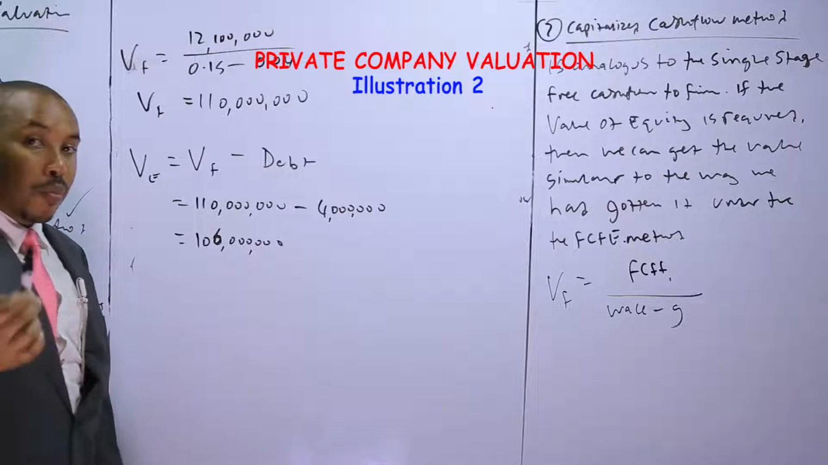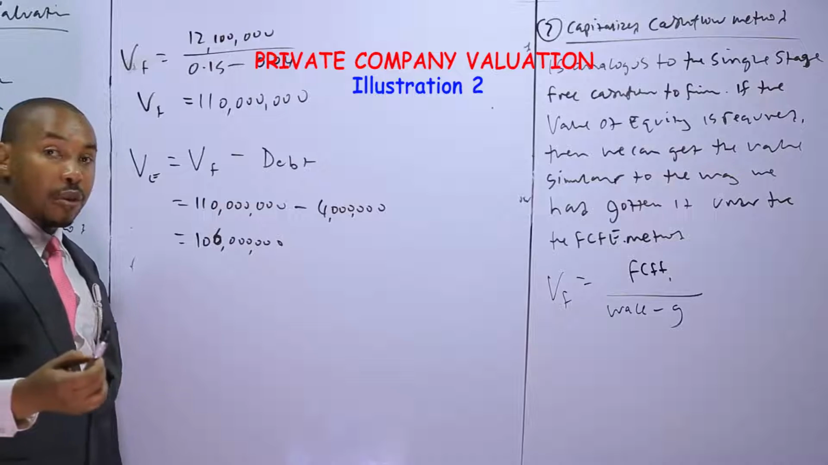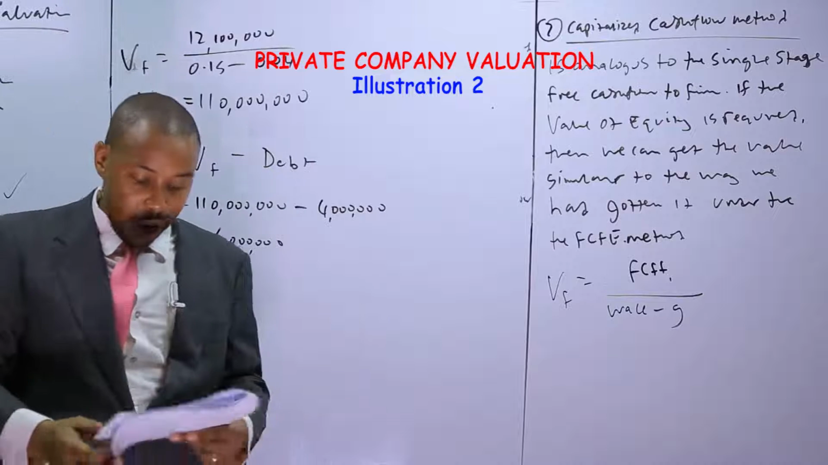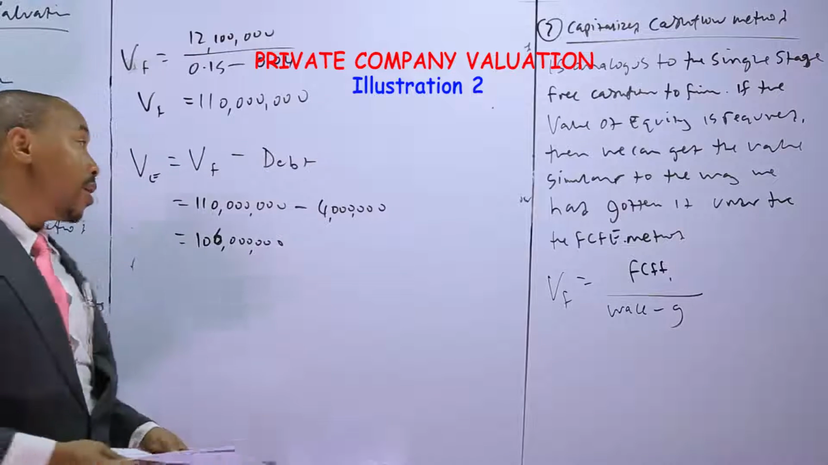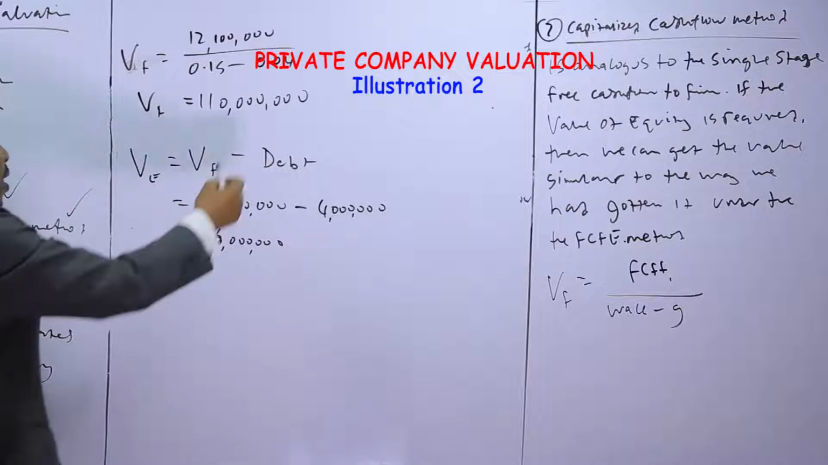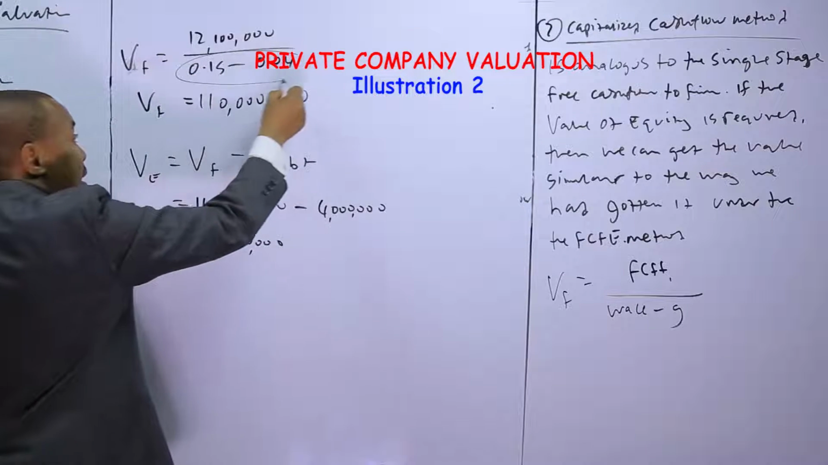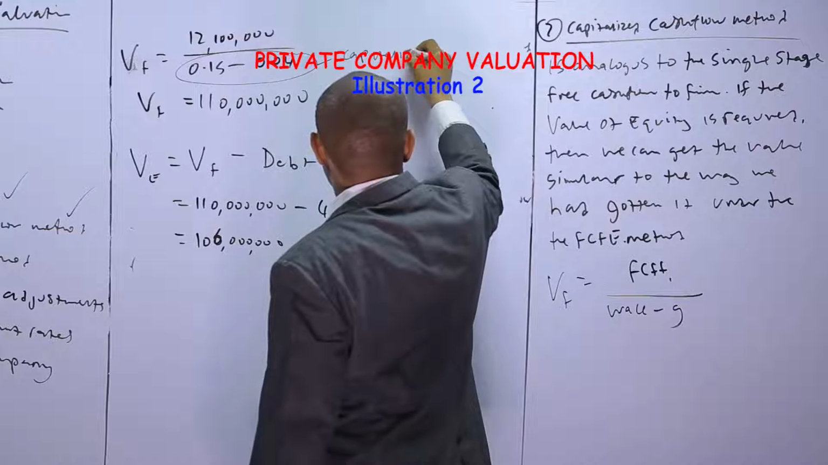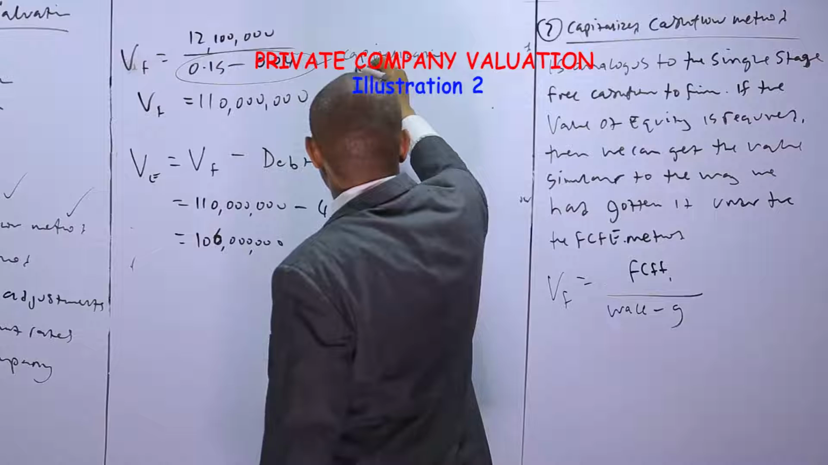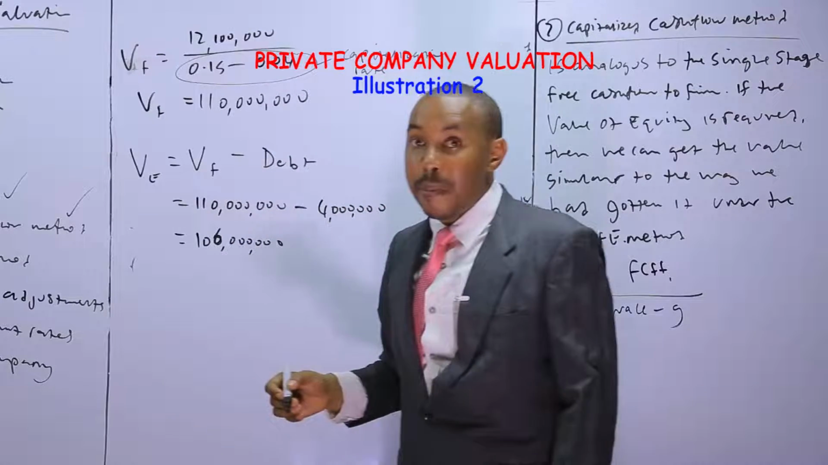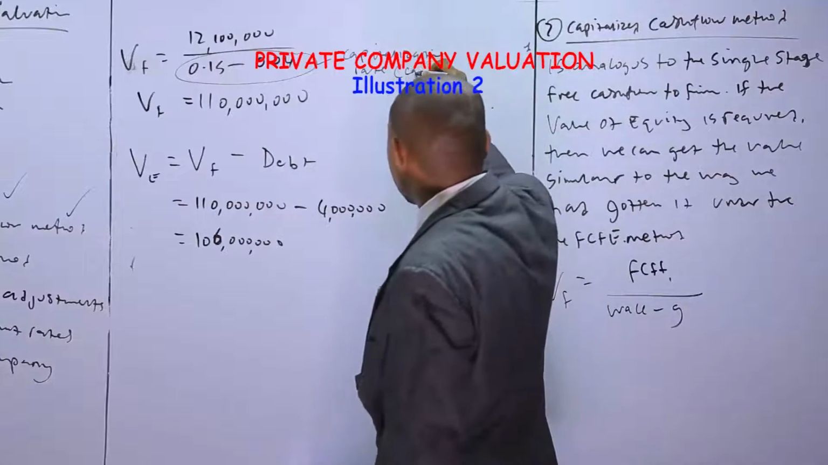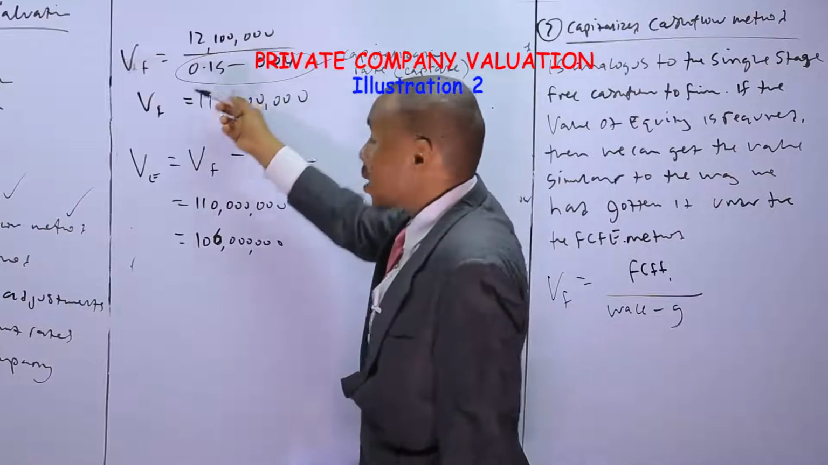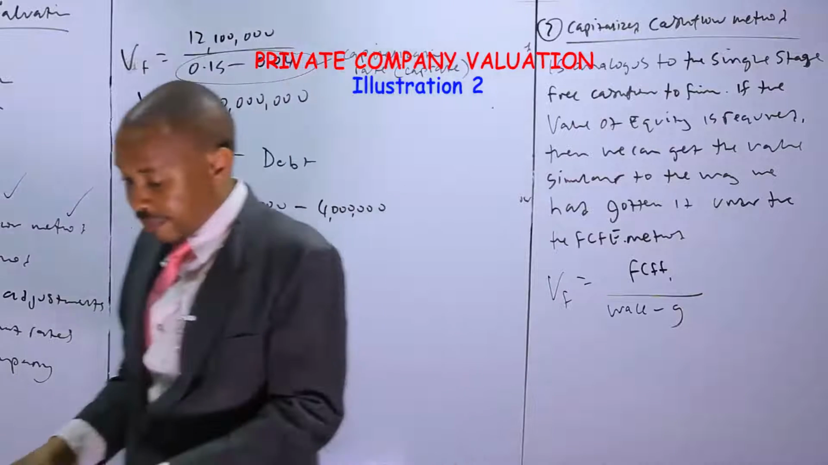If you've been asked for the per share value of equity, then we'd have to divide this by the number of shares outstanding. In this case, we haven't been given the number of shares outstanding. What we need to understand is that this component right here represents the capitalization rate, what in the investment community people like to refer to as cap rate. The cap rate is the discount rate minus the growth rate.